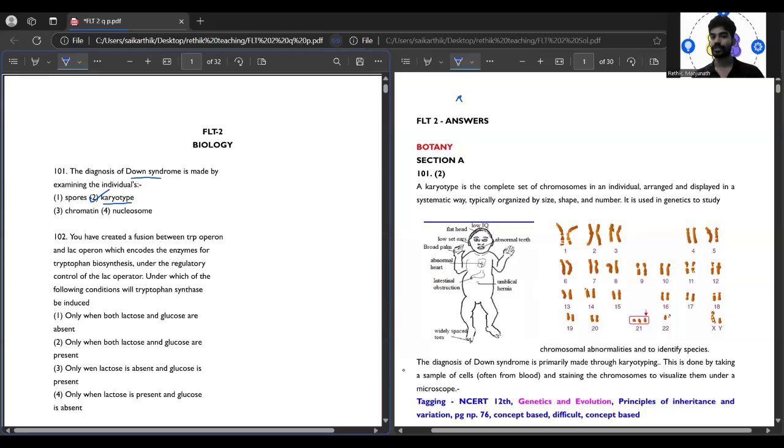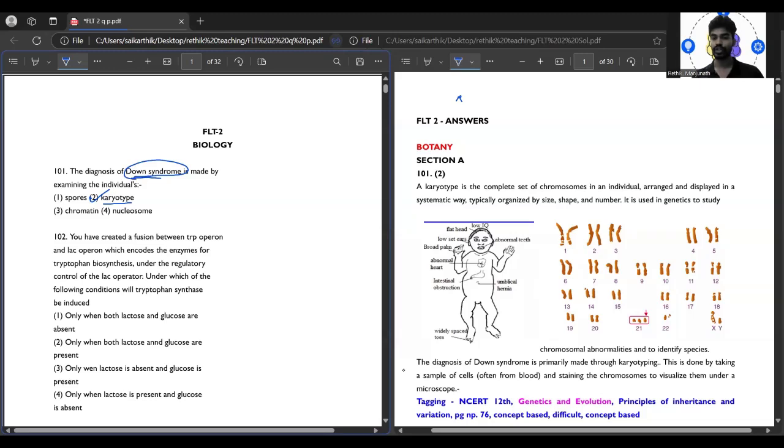So then what is a karyotype here? It is actually a complete set of chromosomes in an individual, arranged and displayed in a systematic way, typically organized by their size, shape, and number, right? And why do we use this karyotype? To study the genetics of an individual. So here it is all about what?